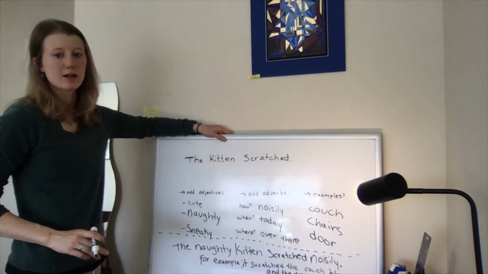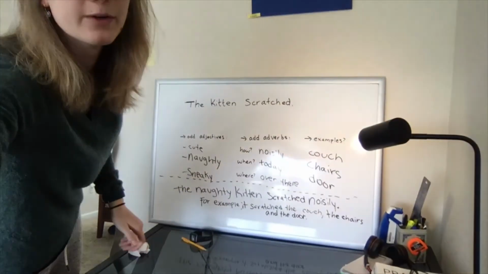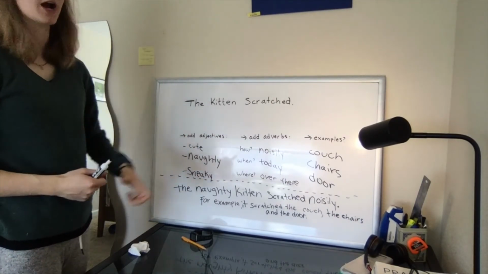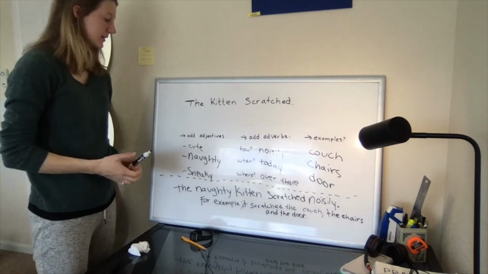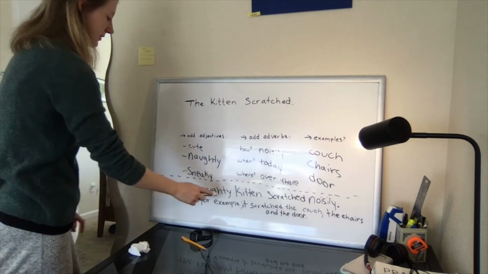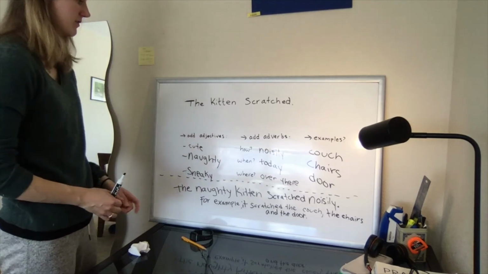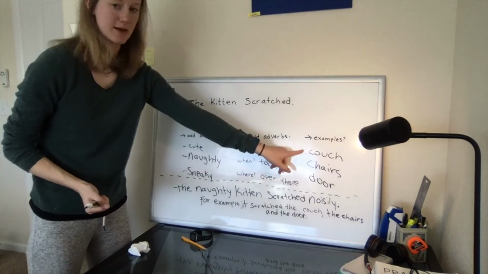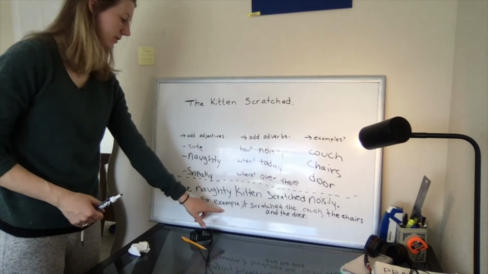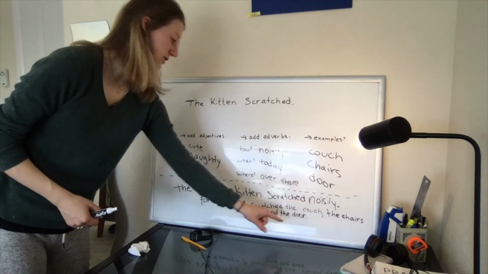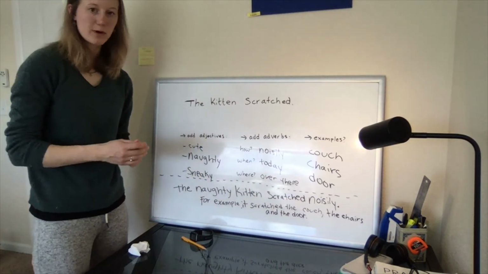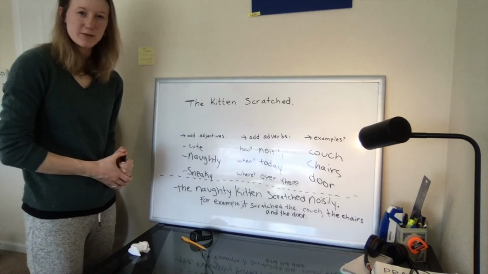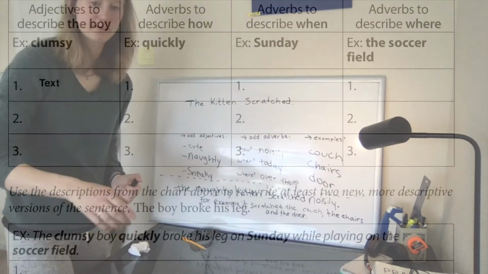Okay, so that's a little off screen here, but I'll zoom in a little. So what I've done is I've changed this sentence that just says the kitten scratched, and I've added a lot more details. I've added adjectives, the naughty kitten. I've added adverbs, scratched noisily. And I've also added examples. For example, it scratched the couch, the chairs, and the door. Okay, so you're going to be working on this today in your activity books. So stay tuned and I'm going to show you which activity book to open, and we're going to do one more example.